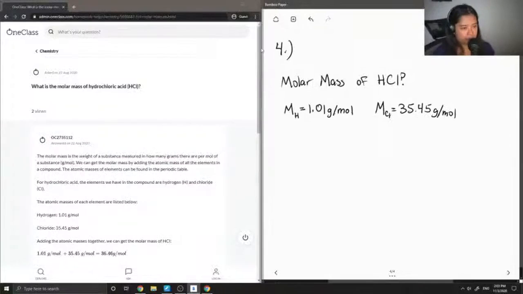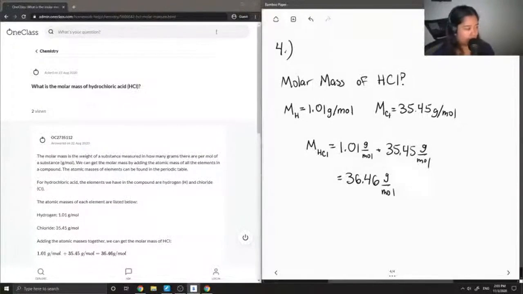And if you want to find the total mass of hydrochloric acid, it's just going to be the sum of those values. It's going to be 1.01 grams per mole plus 35.45 grams per mole. And then you get a total molar mass value of 36.46 grams per mole.